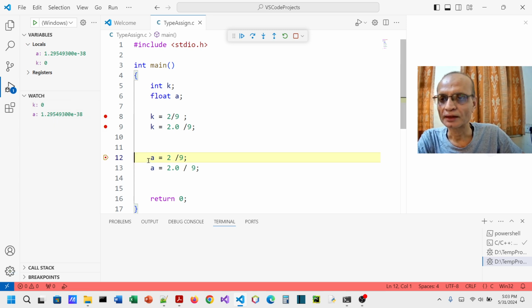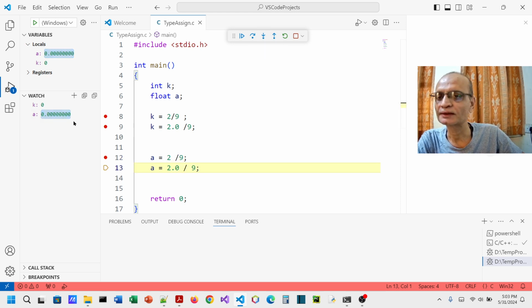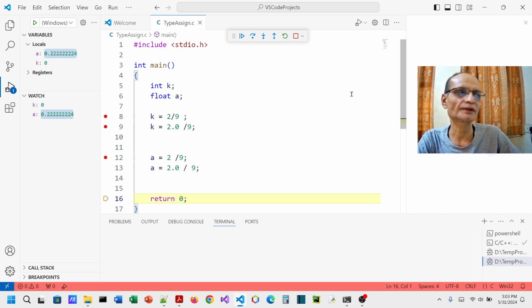Let's now go to a. Let's concentrate on a here. So if I just concentrate on a here, 2 by 9. So let's do that, 2 by 9. So here the answer is 0.0. Now let me execute this line, which is 2.0 divided by 9. So you will see the answer is 0.2222. So that is what I told you.